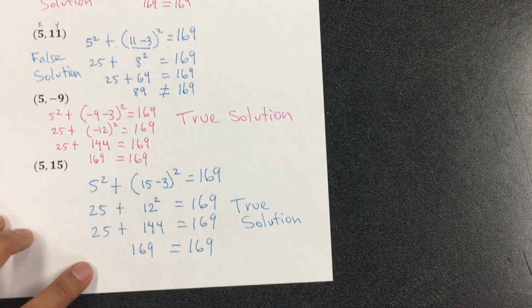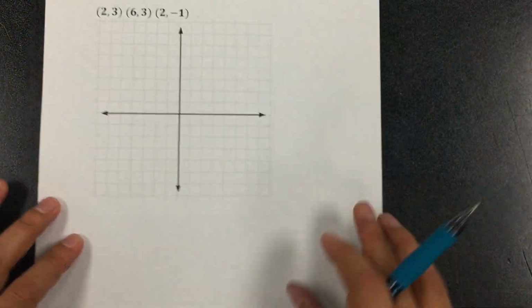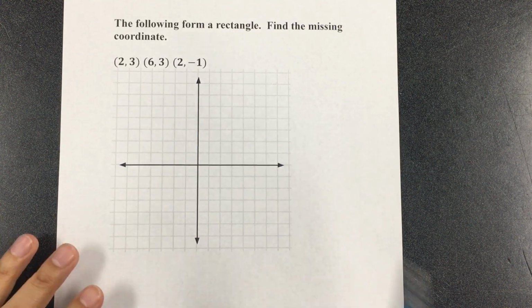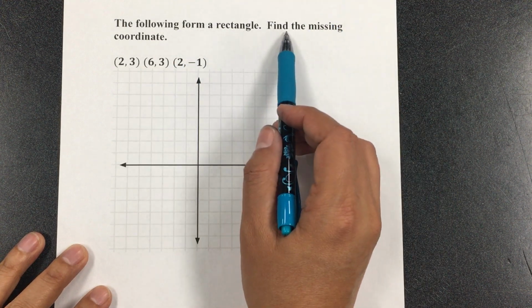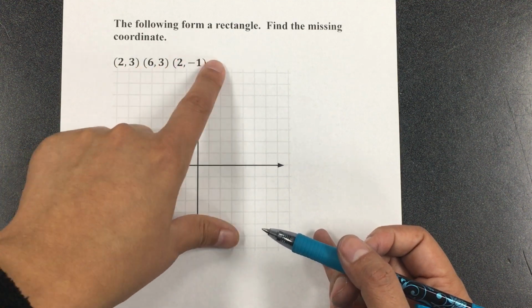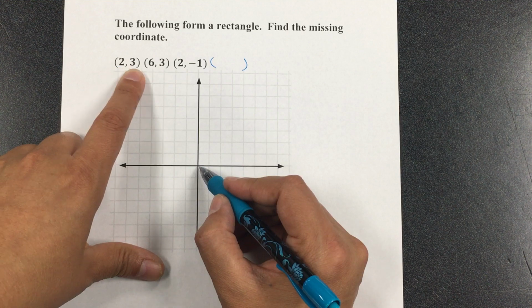The next example, it's asking for something very simple. It says the following forms a rectangle. Oh no, the following points, I guess, form a rectangle. Find the missing coordinate. So we are given 3 coordinates and we need to figure out what the 4th one is. So the first one is (2, 3).